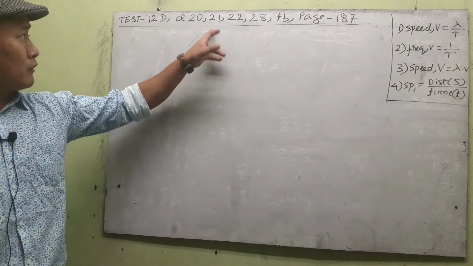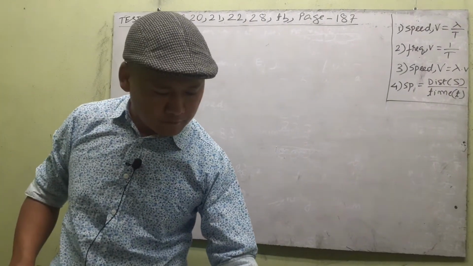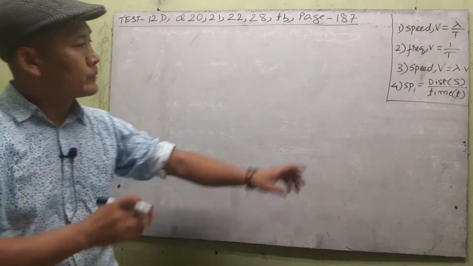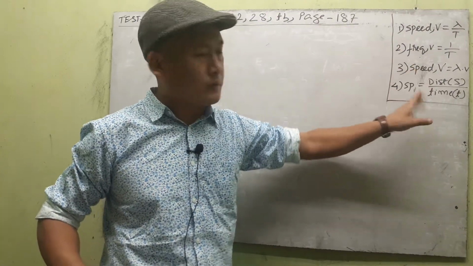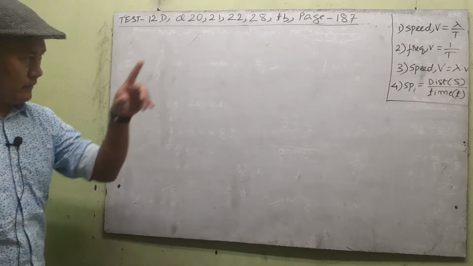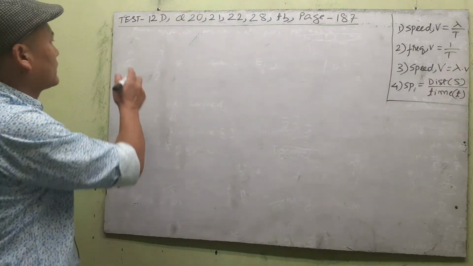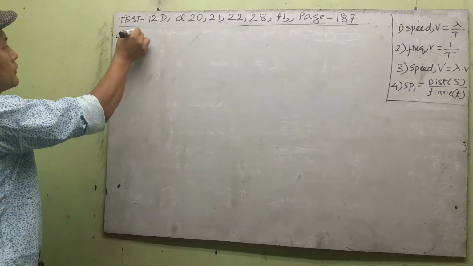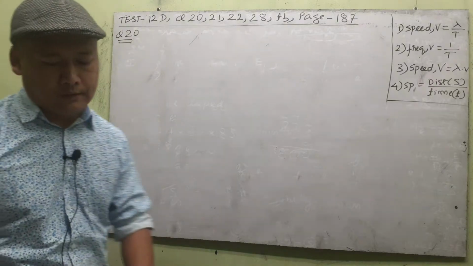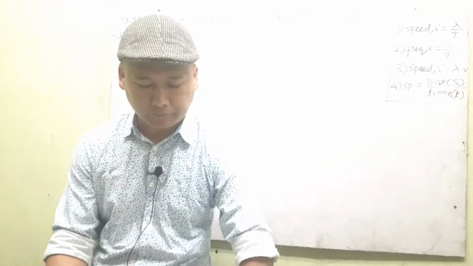Now in this chapter, sound, chapter 12, we are basically using these four formulas, right? When we did the first test, we discussed this one slightly. So let's start with question number 20. Do it slowly so we understand it properly.